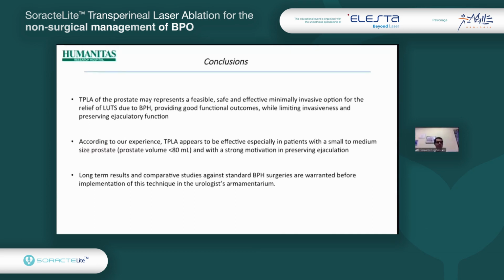effective minimally invasive option, and represents indeed a true minimally invasive option with the advantage, as compared to the other technologies, to avoid the urethral instrumentation. So we would recommend this treatment in those patients with a small to medium sized prostate and that are strongly willing to preserve their ejaculation. As underscored by the previous speakers, indeed some comparative studies with standard BPH techniques are still needed before the implementation of this technique in the urologist's armamentarium.